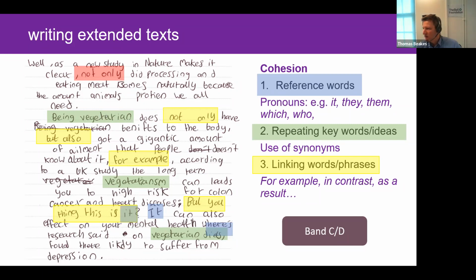There's some really strong academic language in this as well. Things like gigantic or nice sort of language.